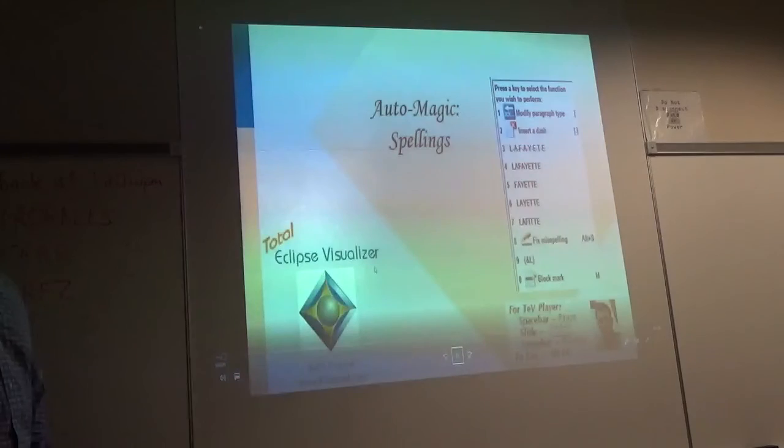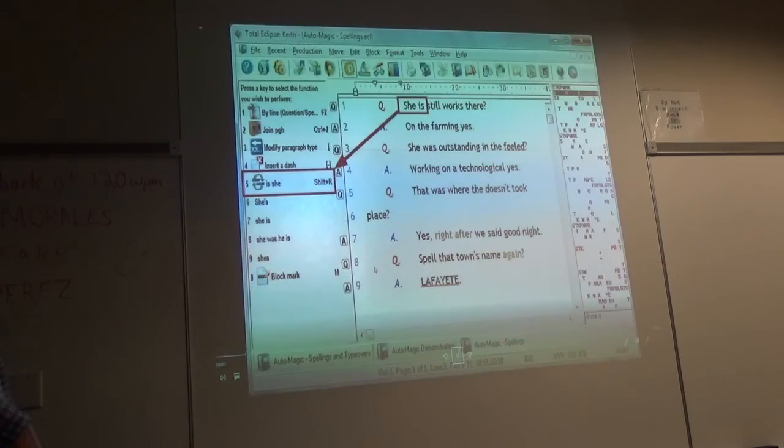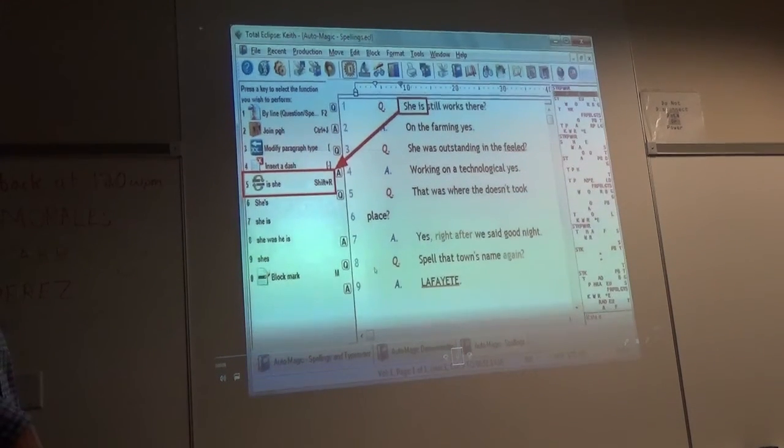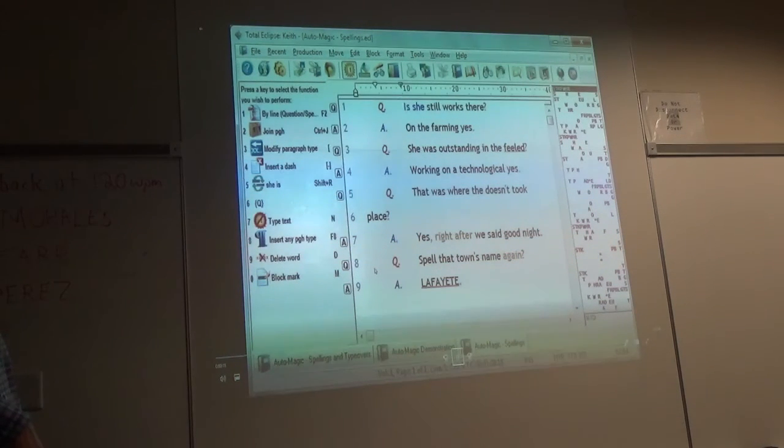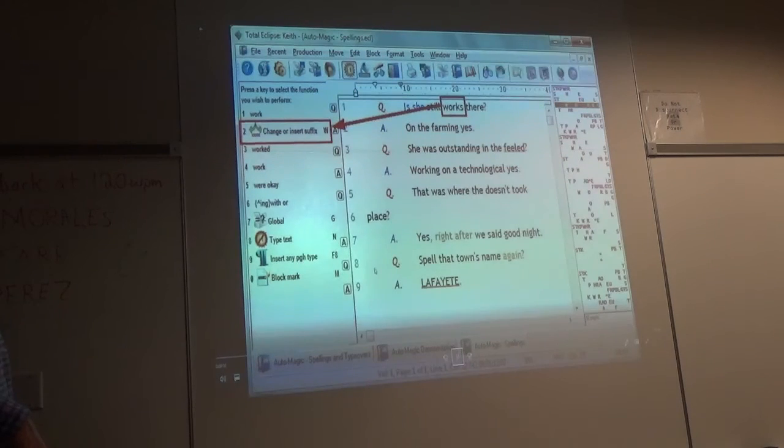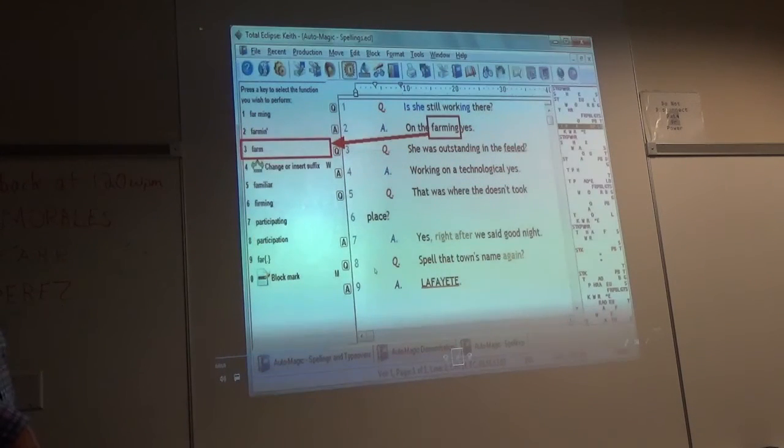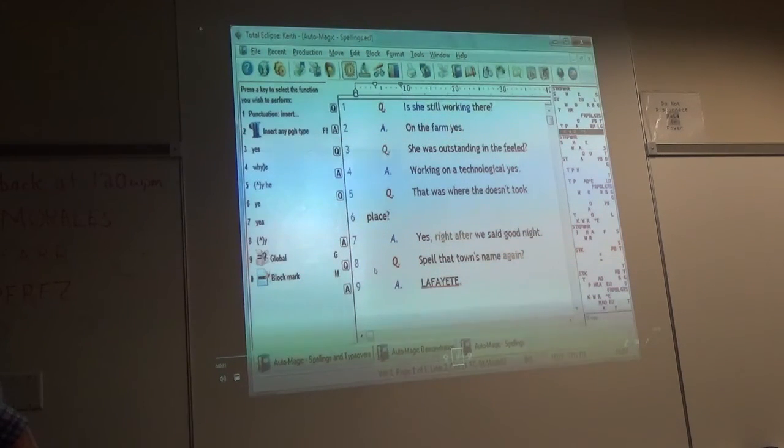Let's see some of the ways that AutoMagic helps prevent spelling errors as we work. Word reversals are just one of the small problems that AutoMagic understands. This question should have been, is she still working there? Pressing 5 is a fast way to reverse these words. This should have been working, but I need a different suffix. Pressing 2 here would be a fast way to pick suffix ing. Here's another suffix problem. This should have been on the form. Yes. Pressing 3 makes that correction. And now AutoMagic sees that I may need a comma in front of yes. Pressing a comma would quickly insert the comma in the proper spot.